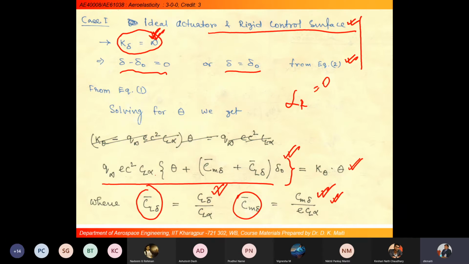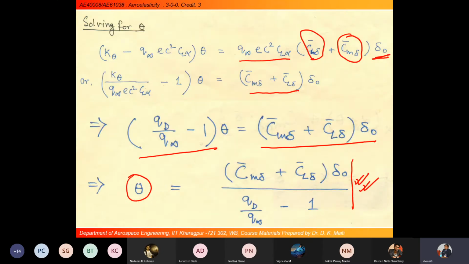q e c square Cl alpha into the bracket theta plus the bracket Cm delta bar plus Cl delta bar multiplied by delta naught, the second bracket ends here, is equal to k theta into theta. And from here, rearranging the equation, we can find the value of theta. So k theta minus q infinity e c square Cl alpha into theta is equal to q infinity e c square Cl alpha times Cl delta bar plus Cm delta bar into delta naught.